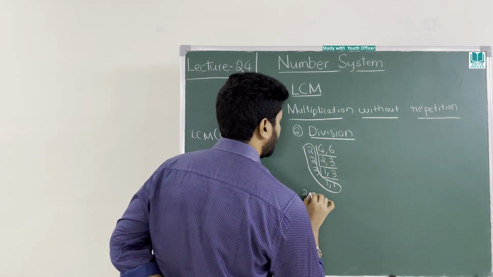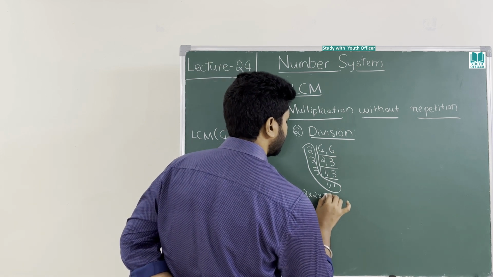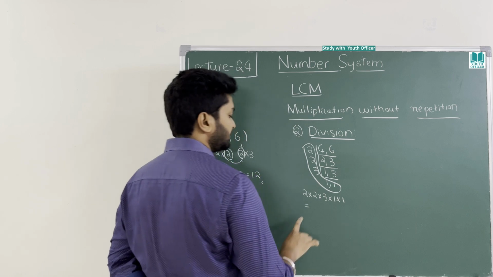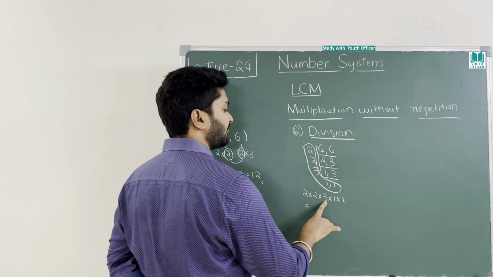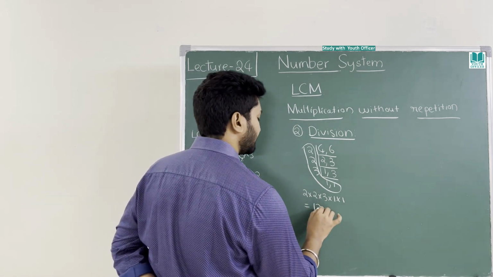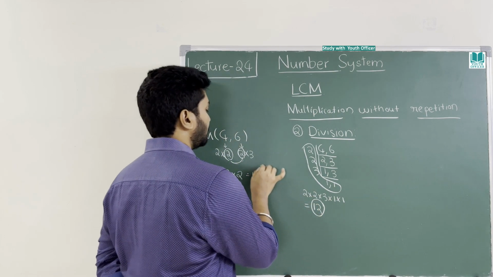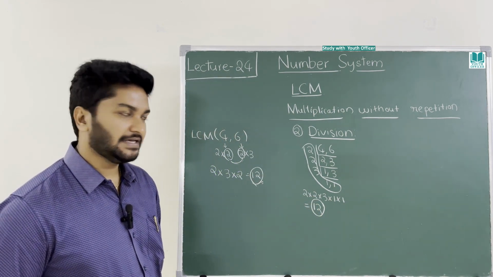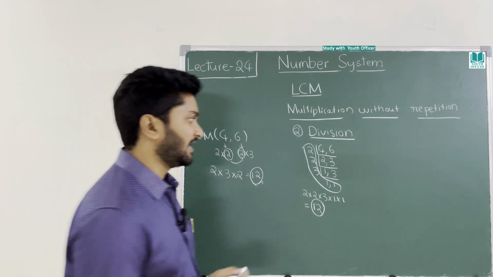That is 2 into 2 into 3 into 1 into 1. What is the answer? 2 2s are 4, 4 3s are 12, 12 into 1 is 12 only. What was the answer? We got 12 only. Good, easy. One more example I will take.